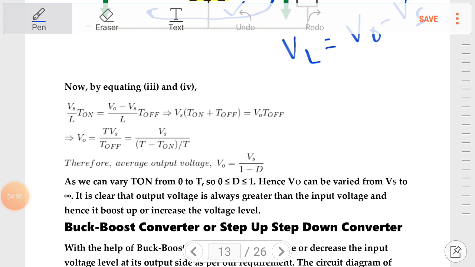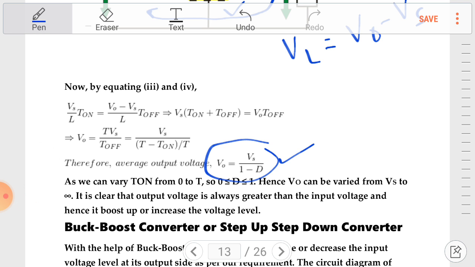By equating the delta I values of T on and T off, we get the equation Vs by L times T on equal to V naught minus Vs by L times T off. From here we get the equation we required: V naught equal to Vs by 1 minus D.